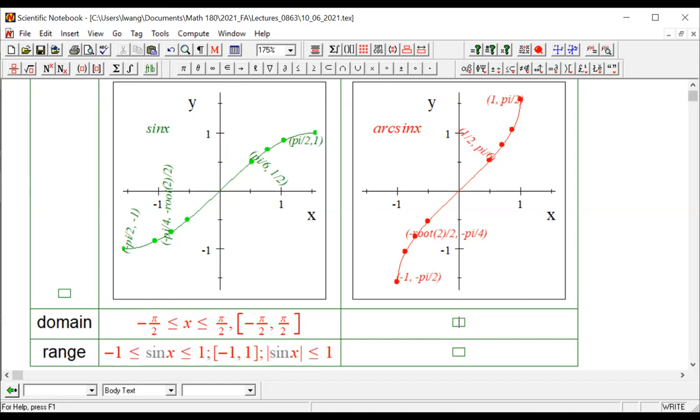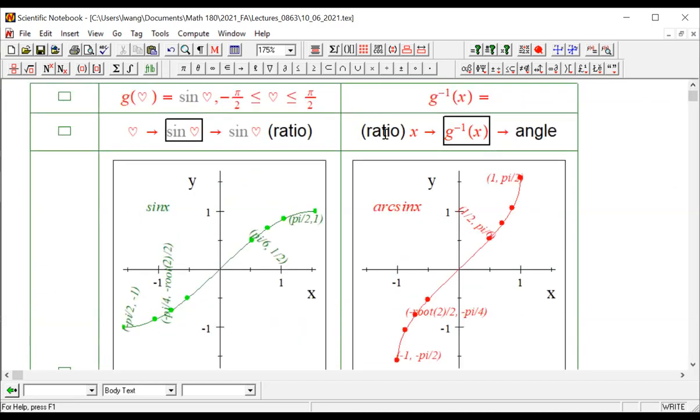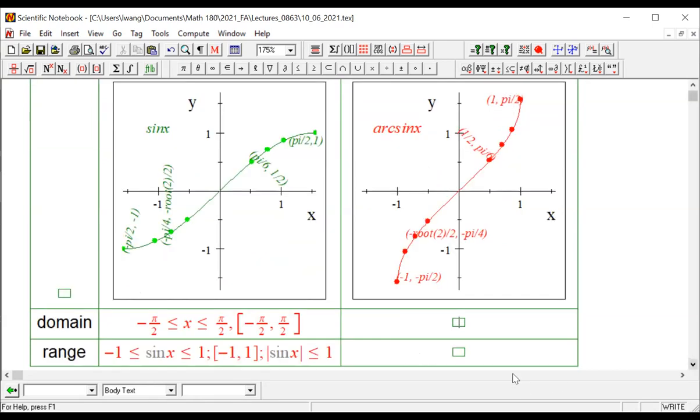Therefore, the domain for these ratios, which are input for the inverse function, okay, is going to be between -1 and +1. One's domain is the other's range. So I'm just copying and pasting. You guys see that?